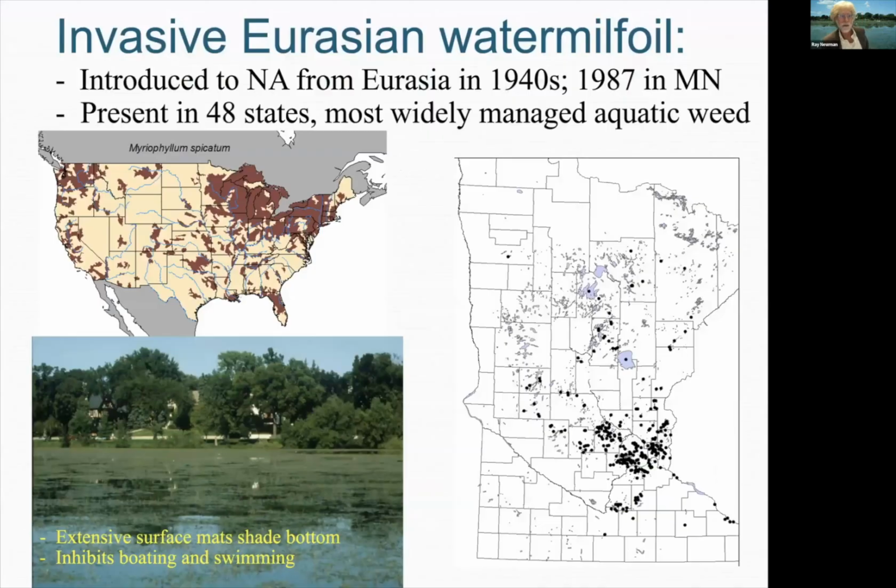Eurasian water milfoil was introduced in North America from Eurasia in the 1940s. It first showed up in Minnesota in Lake Minnetonka in 1987. It's now present in 48 states, and it's probably one of the most widely managed aquatic weeds in the US, certainly in North America, and possibly worldwide. It forms these extensive surface mats that shade the bottom, can outcompete native plants, and it also inhibits boating and swimming and other recreational activities.